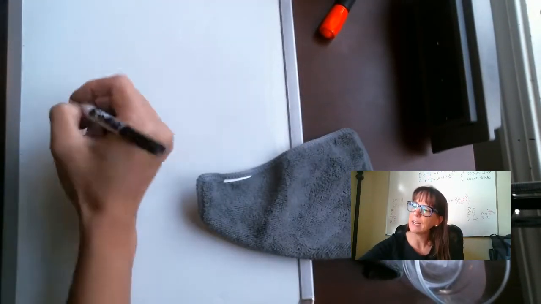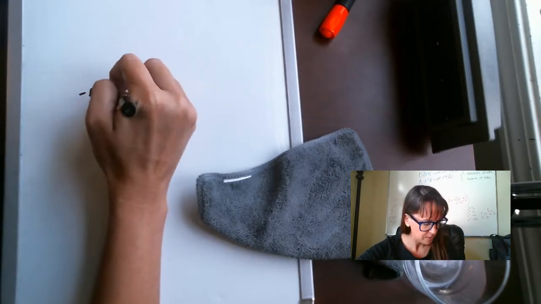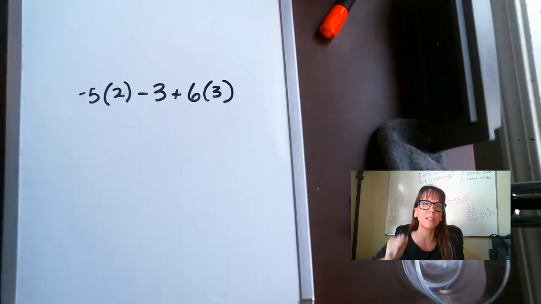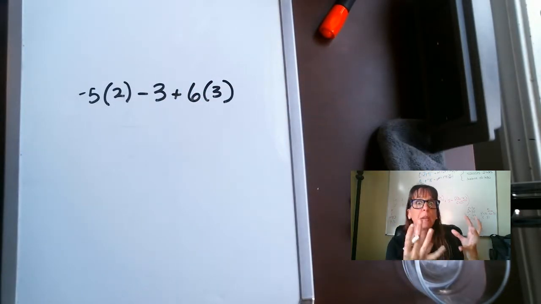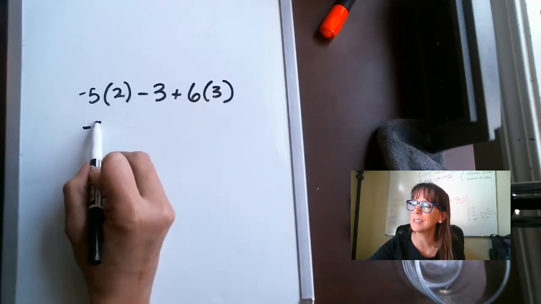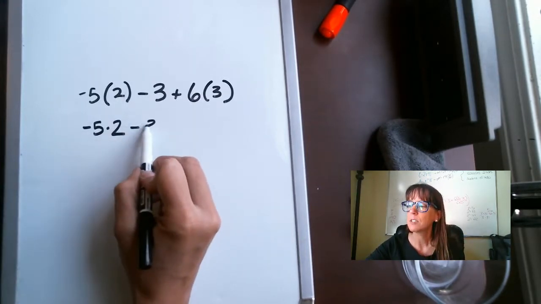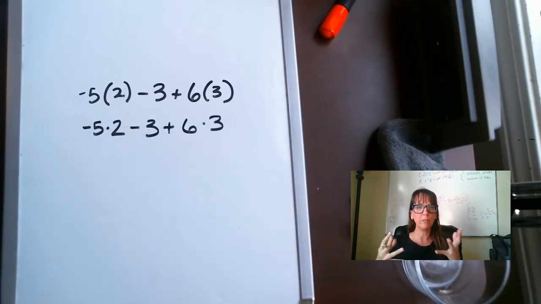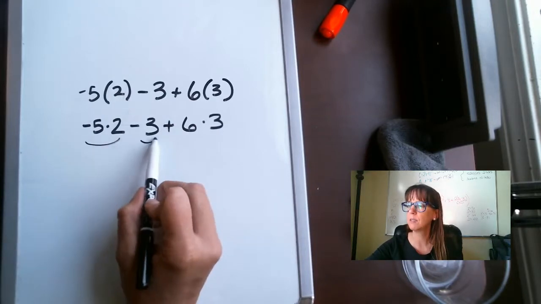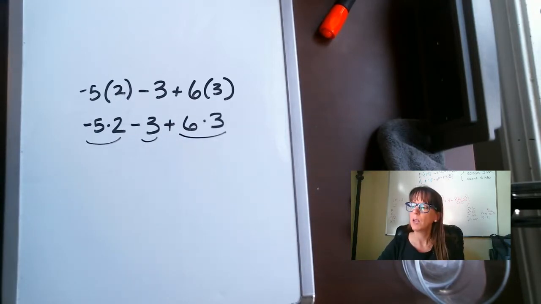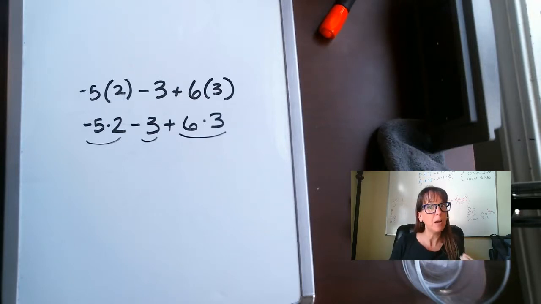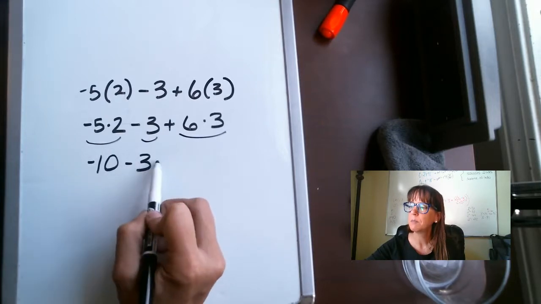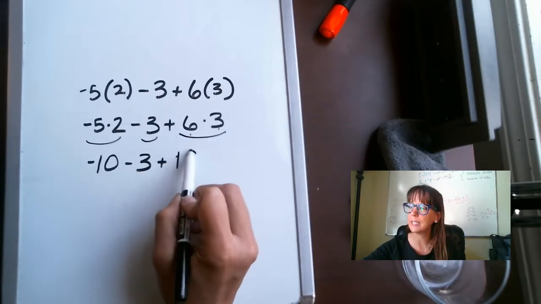For number 2, we have negative 5, parentheses 2, minus 3, plus 6, parentheses 3. Okay, again, I hate parentheses unless it's being used as like a grouping mechanism. So personally, I would rewrite this as negative 5 times 2, minus 3 plus 6 times 3. Okay, according to my rule, we've got how many groups here? We have this one, and this one, because they're broken up by addition and subtraction. We take a look at those groups and let's simplify within those groups. Negative 5 and 2 is negative 10, minus 3 plus 6 and 3, 18.